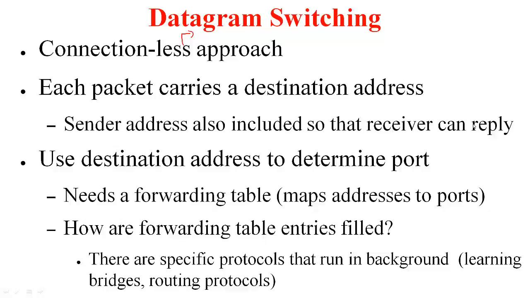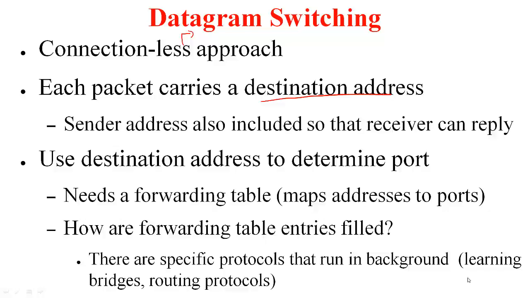In circuit switching, during the setup time, you figured out through some process on which output port to send this particular packet. But here, since there is no connection setup time, somehow this information has to be conveyed, and this, I mentioned earlier, is conveyed through a destination address which is part of the packet itself. Destination address is the crux to forwarding, but often the sender address is also included so that the receiver can reply to the sender.